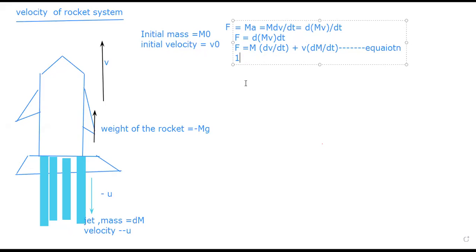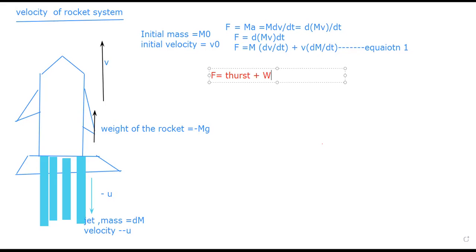Next, coming to the same force in terms of mass, that is the weight of the rocket system. Here the same external force is equal to the weight of the rocket, which is in the upward direction, minus mg, and the gas, that is the jet, is coming down. The gas, the jet, applies a pressure force, which is called thrust, T-H-R-U-S-T, thrust, plus the weight of the rocket.